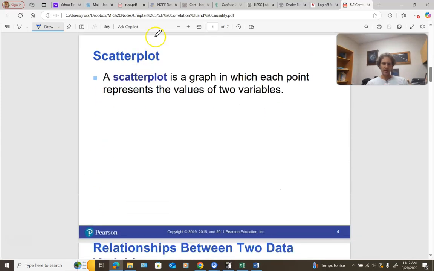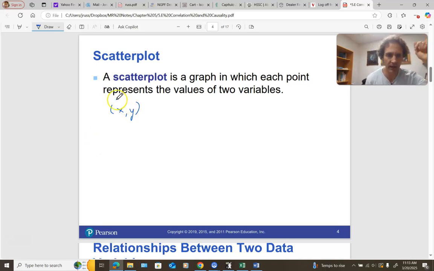So now let's talk about a scatter plot. A scatter plot is probably something you are familiar with if you've ever taken an algebra class. A scatter plot involves plotting ordered pairs. You may remember from your algebra classes plotting points, or ordered pairs.